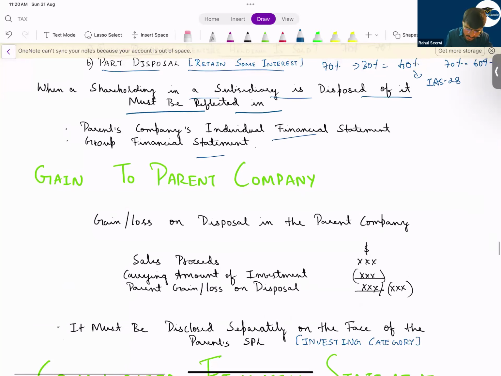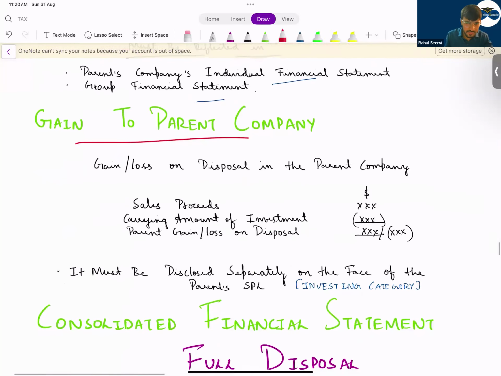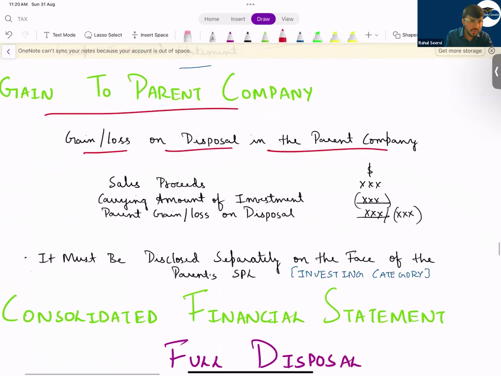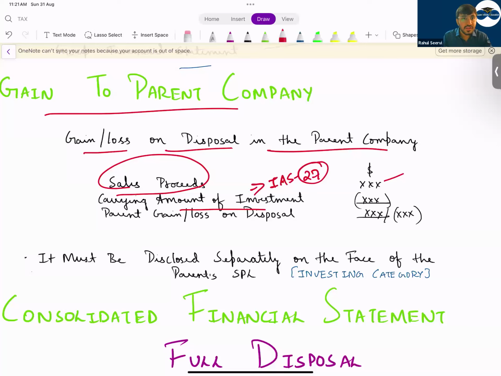So, gain to the parent company in individual books. What should we do, sir? Gain on investment on disposal. Whatever is the sale proceed, whatever is the amount I get, I will take it, less the carrying amount of investment. This carrying amount of investment will be as per IAS 27 separate financial statements. Understand? In the individual or separate financial statements, the value will be recorded. Take that, then you have a gain or loss. Where will this gain or loss be recorded, sir? It will be recorded in the investing category.